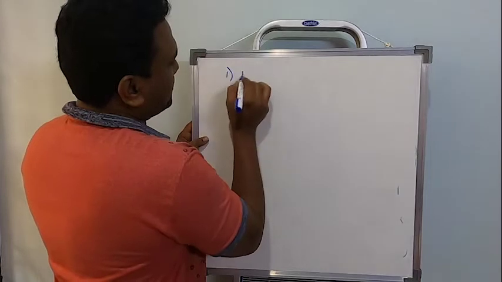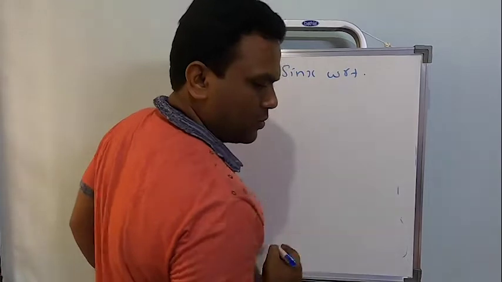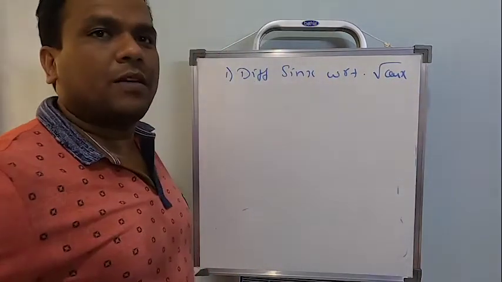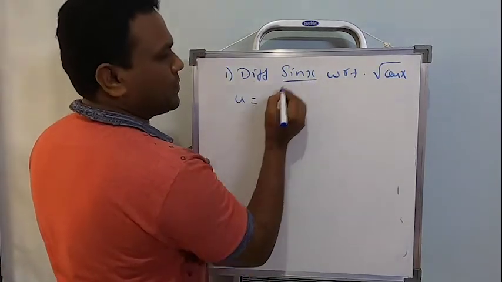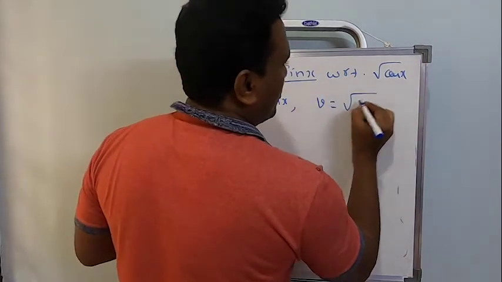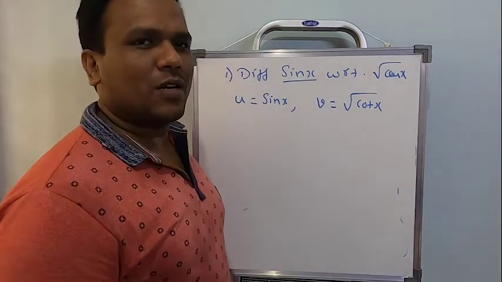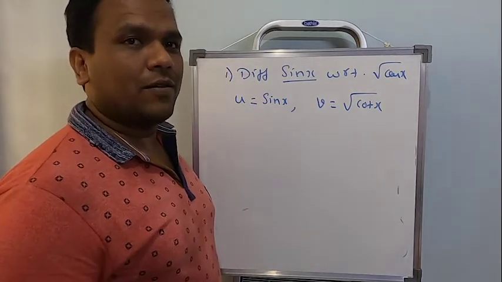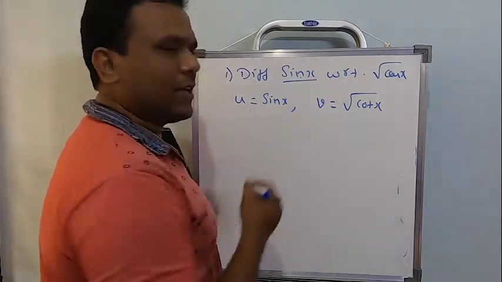They said that differentiate sin x with respect to root of cos x. Differentiation of sin x should be done with respect to root of cos x. The easiest method, give a name. Let's call the first function as u. So let me take u is equal to sin x and v is equal to root of cos x. Just notice. Now this is just similar to our previous topic, that is parametric differentiation. There x and y they used to give. Now here I am giving the names for these two as u and v.